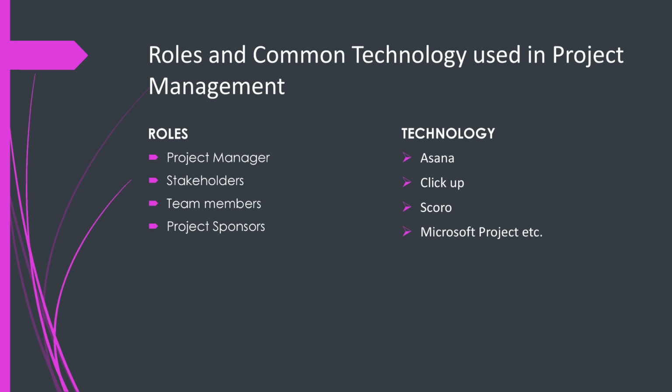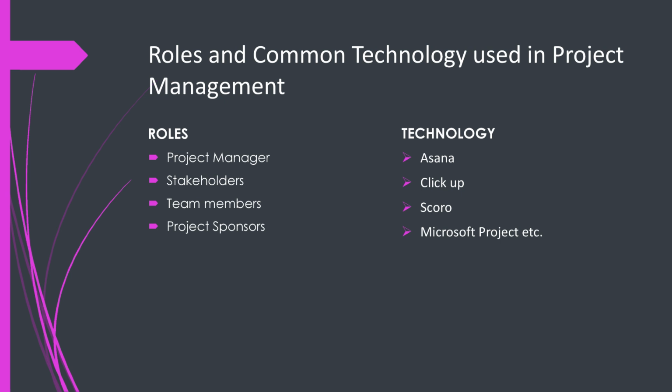The roles, responsibilities, and common technology used in project management. What are the roles? Who is involved in the projects? We have a project manager. Who is a project manager? You and I are project managers. We oversee the projects, the planning, the execution, and the coordination of the team. We deal with the team members and the stakeholders involved in the project. We report to the stakeholders and we supervise the team members. It is our job to make sure that the project is delivered and achieved successfully.